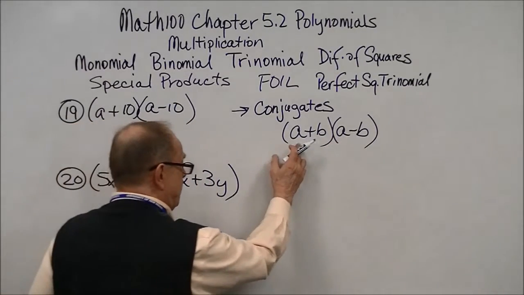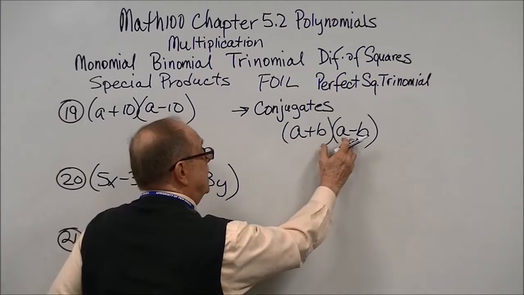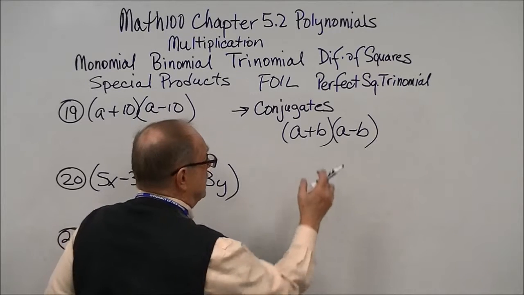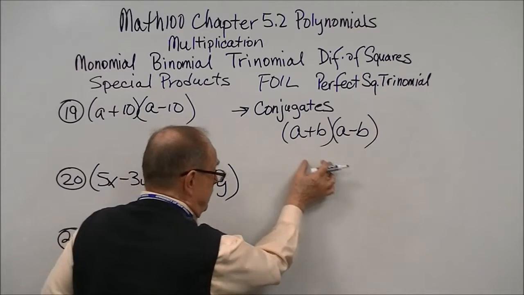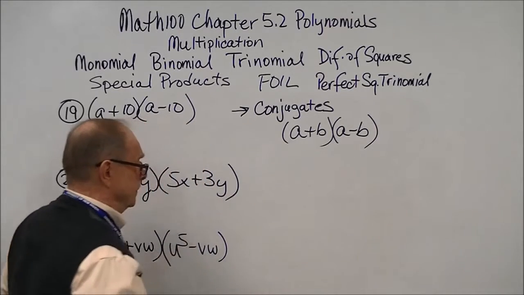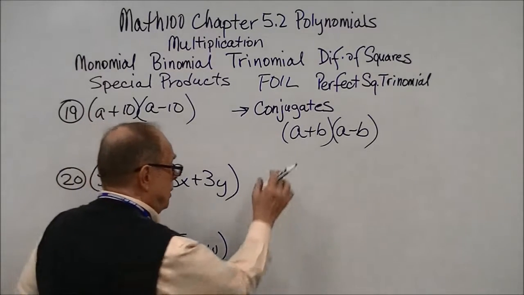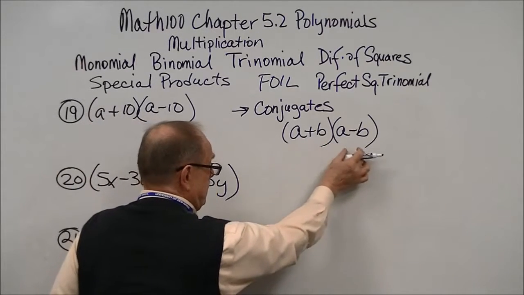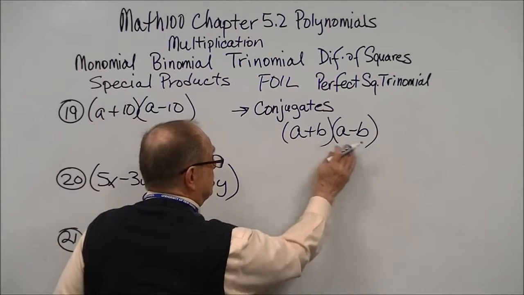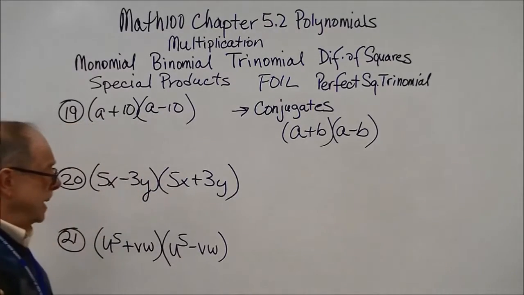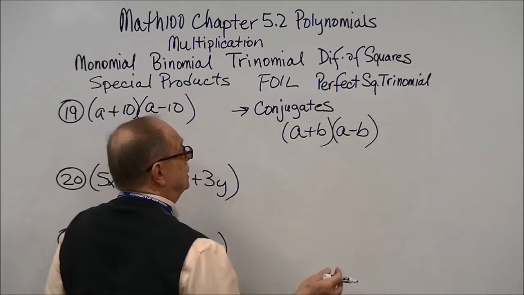So we say the conjugate of a plus b is a minus b. And the conjugate of a minus b is a plus b. These are conjugates of each other. Now another way to describe them is the product, because you're multiplying, the sum and the difference of the same terms. Okay? In fact, let's do this one as if we're going to FOIL.